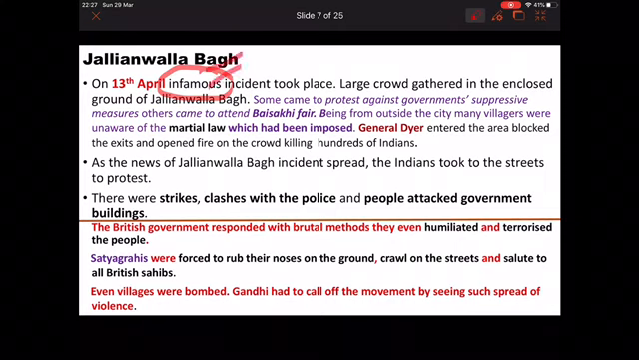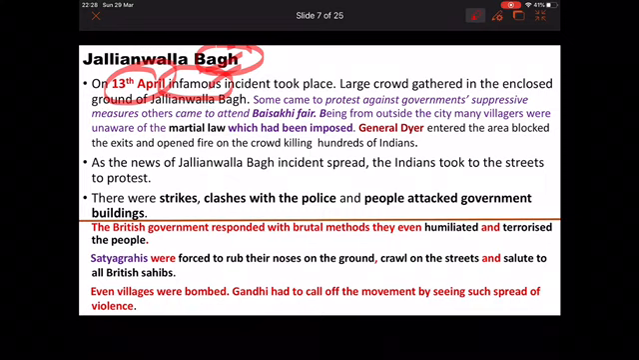So what happened was, basically, Bagh means garden. So a large number of people gathered in a garden. Why? Because it was a Baisakhi fair. As you can make out, the date is the 13th April. It's a Baisakhi date. People wanted to celebrate the new year as per the Indian calendar. So they wanted to attend a local fair, a local mela.